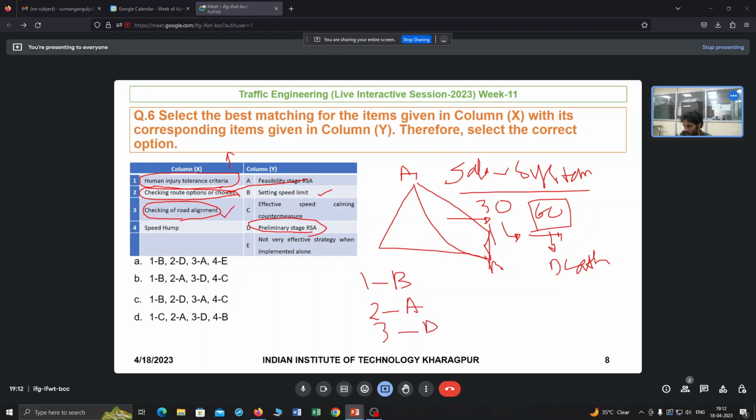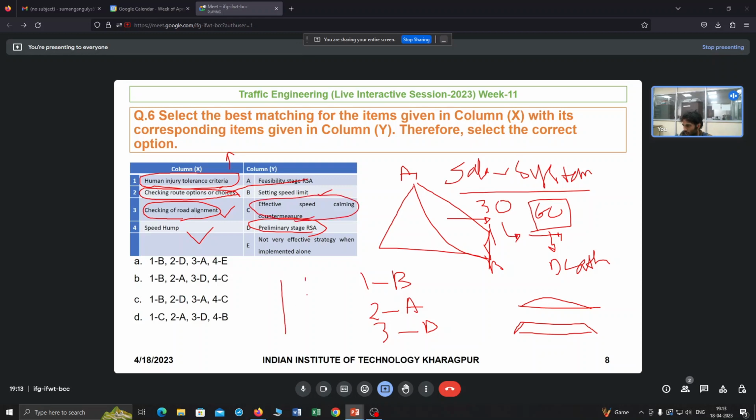Have to check the road alignment. Then the speed hump. Speed hump means like this, circular, or sometimes it may not be circular, maybe trapezoidal shape, right? This kind of shape. So this kind of speed hump are the effective speed calming countermeasures.